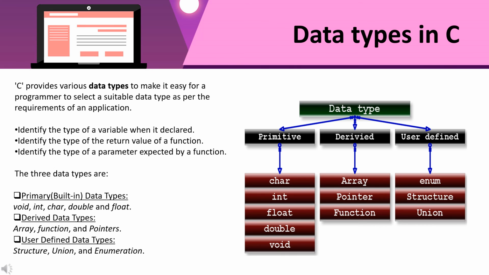The three types of data type are primary data types, which are void, int, char, double and float. The next one is derived data types, which are array, function and pointers. And the user-defined data types are structure, union, and enumeration.